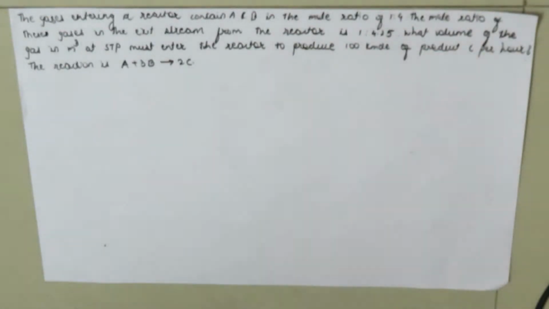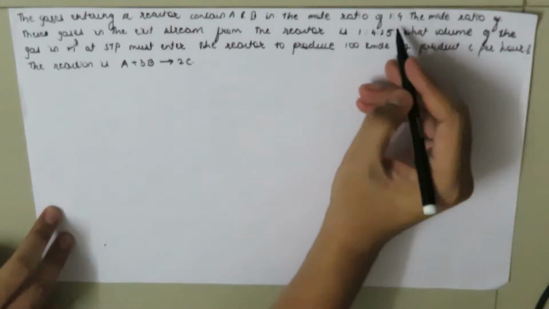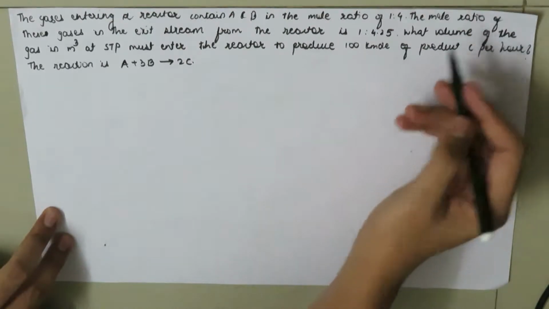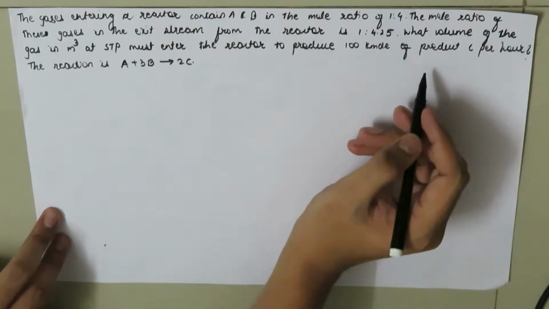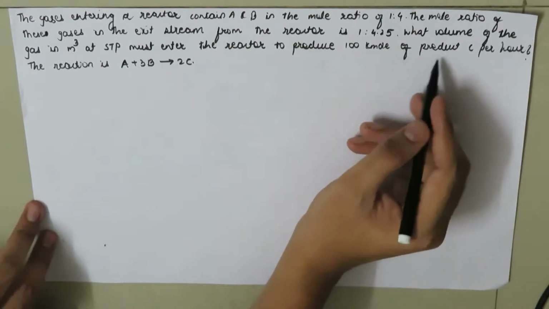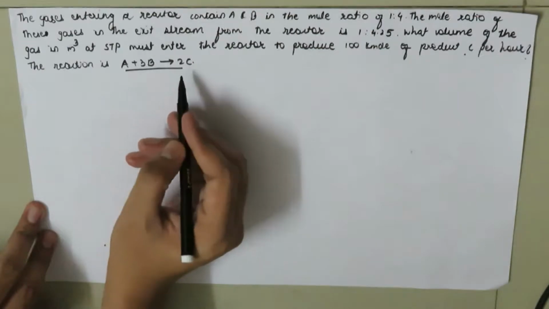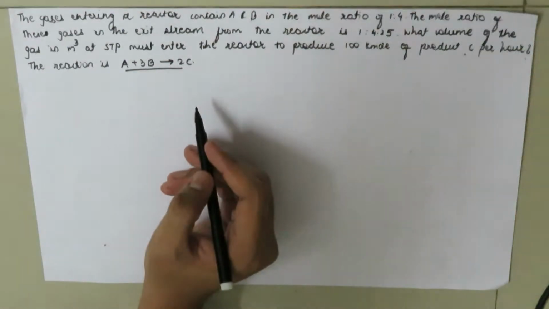The gases entering a reactor contain A and B in the mole ratio of 1 to 4. The mole ratio of these gases in the exit stream of the reactor is 1 to 4.25. What volume of the gas in meter cube at standard temperature and pressure must enter the reactor to produce 100 kilomoles of product C per hour? And they have mentioned the reaction, that is A plus 3B gives 2C.